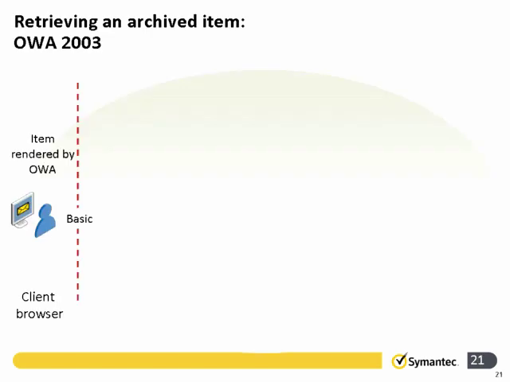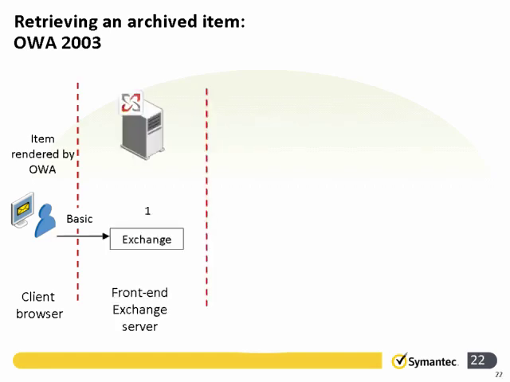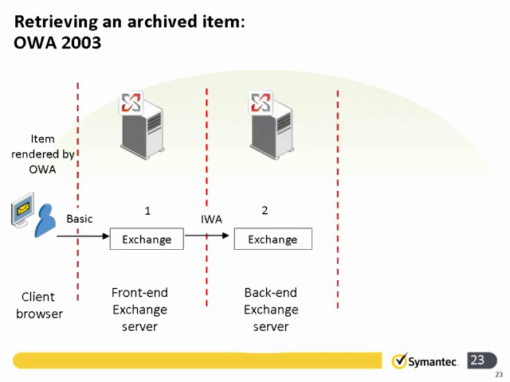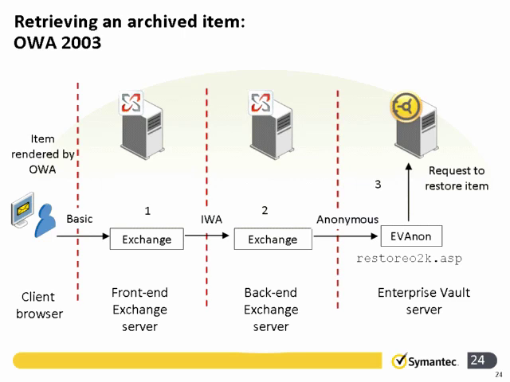We're going to look at how we can retrieve items with Enterprise Vault if we have it configured for an Outlook Web Access 2003 environment. The first thing that happens is that the client makes a request to retrieve an item so that they can preview it in Outlook Web Access. That request is made via the basic authentication method over Secure Sockets Layer to the front-end Exchange server. The front-end Exchange server then, using that proxy bypass list, will use integrated Windows authentication to communicate with the back-end Exchange server. The back-end Exchange server will use that anonymous account to communicate and make a call to an active server page.